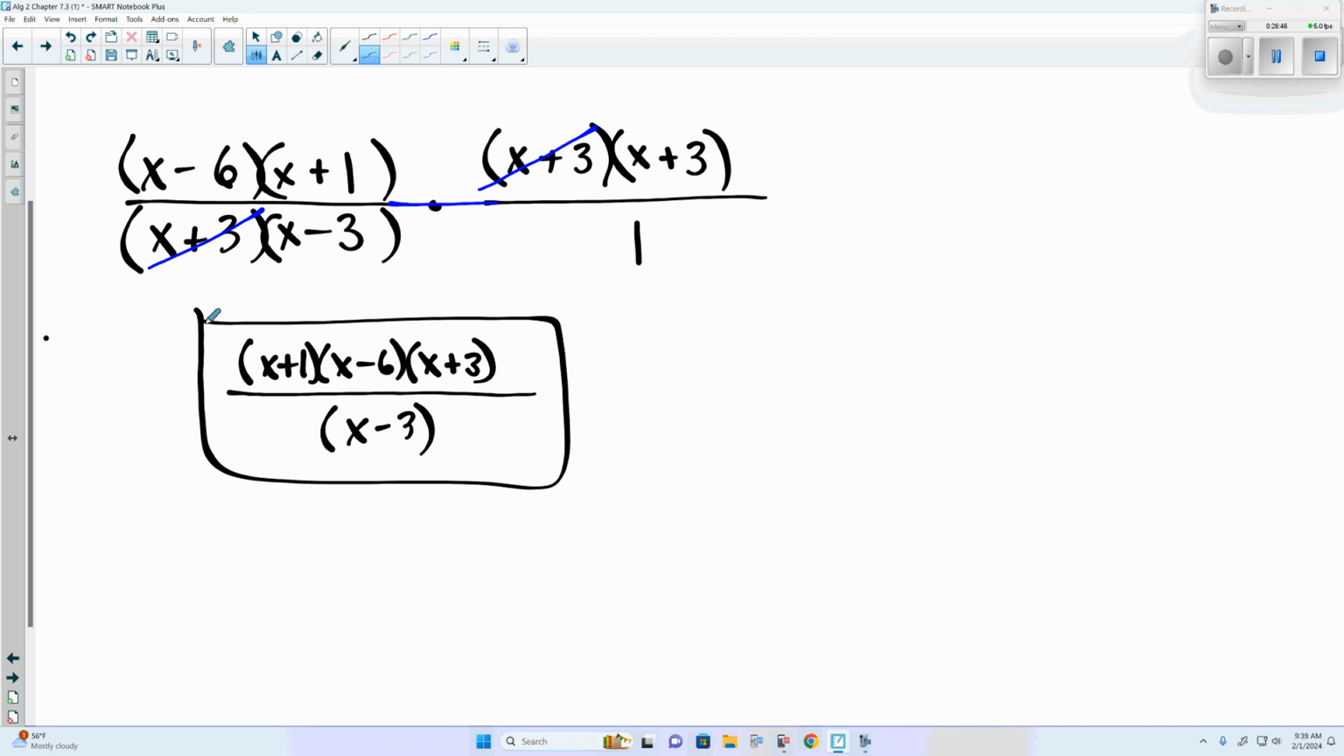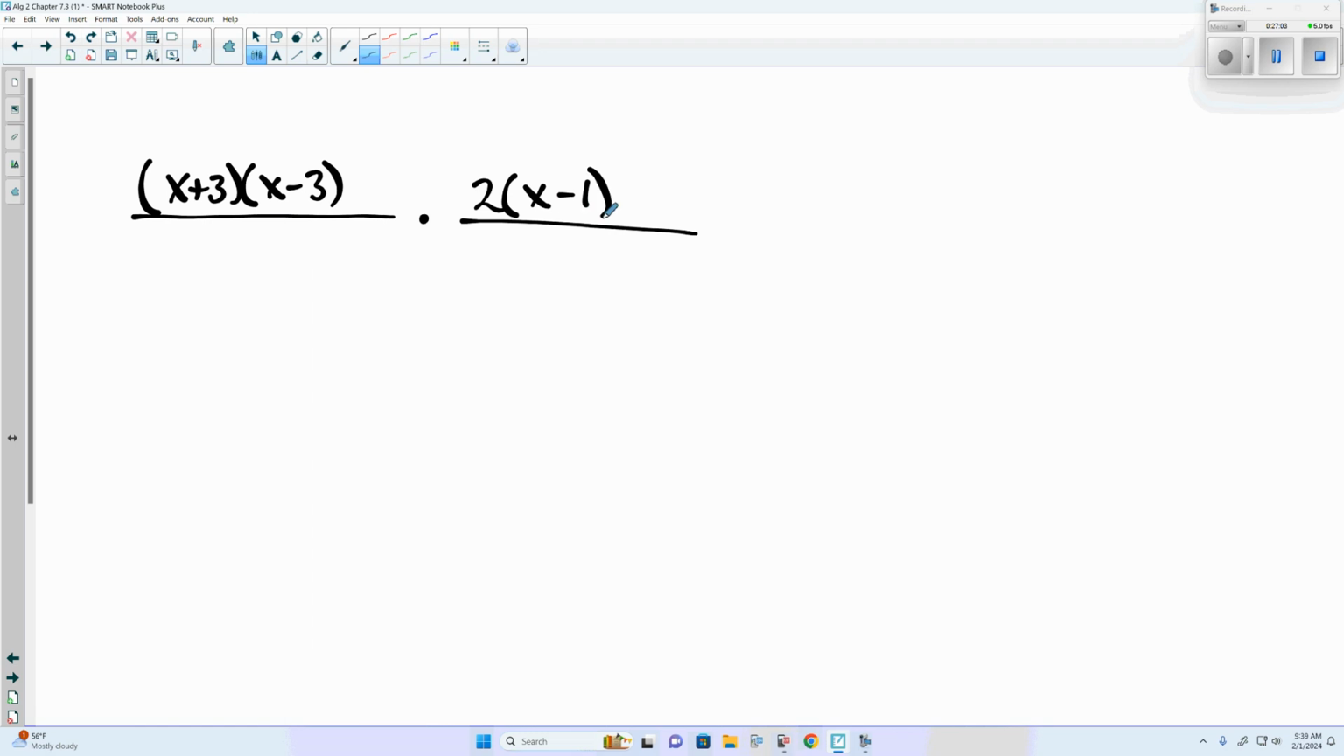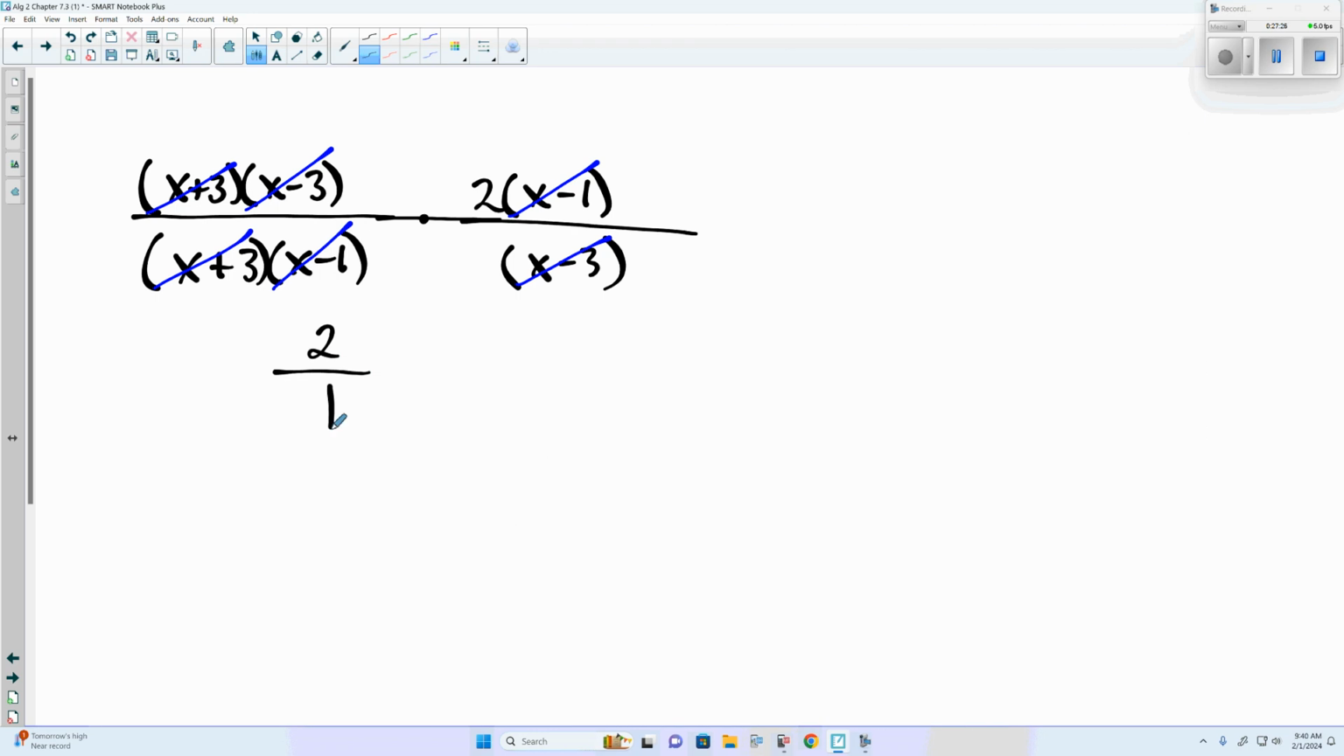So the answer for this here would be what's left over. So for simplicity's sake, let's just say that we got x plus 3, x minus 3, 2, x minus 1, over x minus 3, x plus 3, x minus 1. So we would combine them. X plus 3, x plus 3, x minus 3, x minus 3, x minus 1, x minus 1. So the only thing left on top is 2. Bottom's 1.